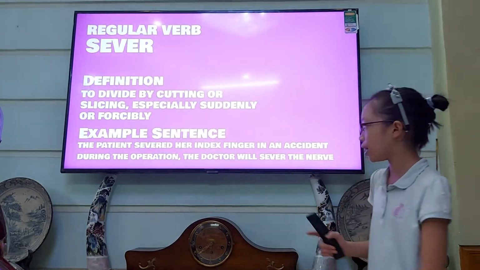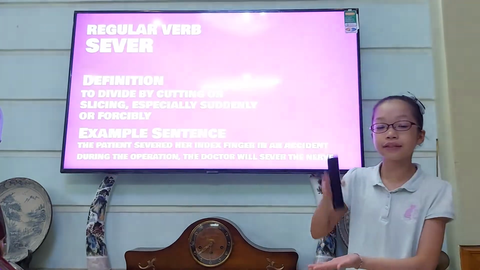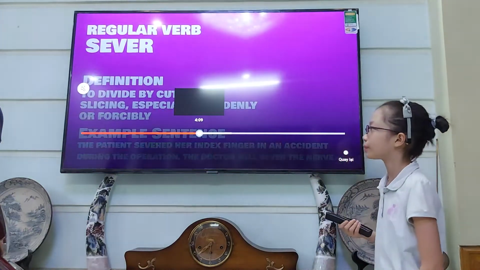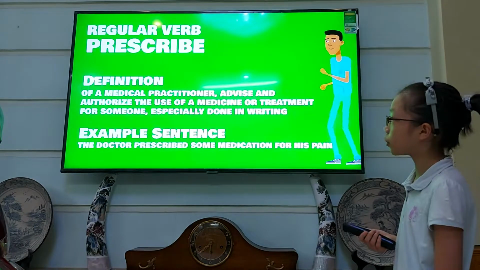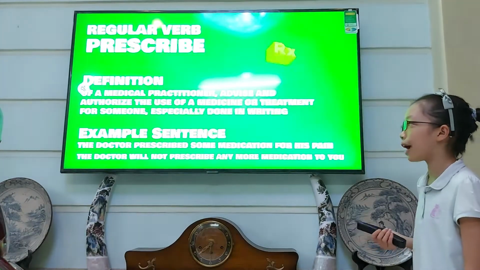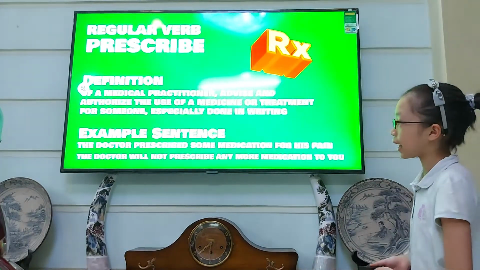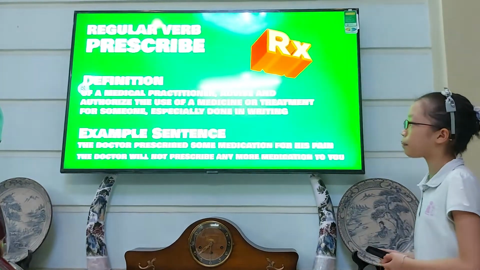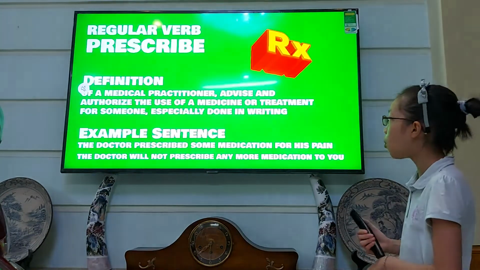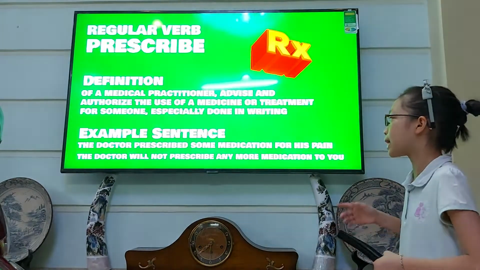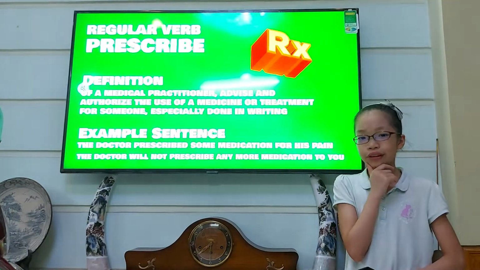During the operation, the doctor will sever the nerve. He will cut, divide the nerve. We have a regular verb, prescribe. Prescribe is a word that is usually used in healthcare. It is when a medical practitioner advises and authorizes the use of a medicine or treatment for someone, especially in writing. So prescribe, related to writing.